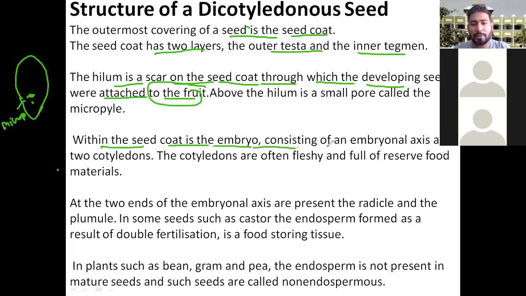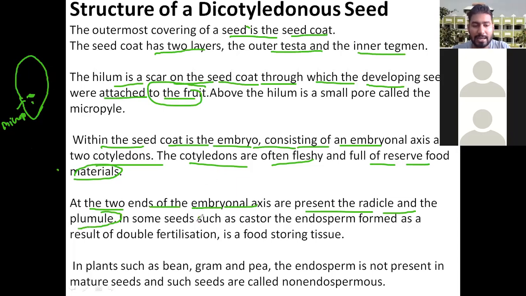Within the seed coat is the embryo, consisting of an embryonal axis and two cotyledons. The cotyledons are often fleshy and full of reserve food material. At the two ends of the embryonal axis are the radicle and the plumule. Here we have a clear-cut radicle and plumule.